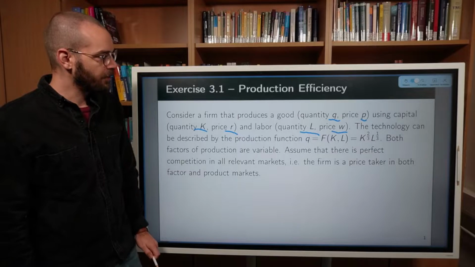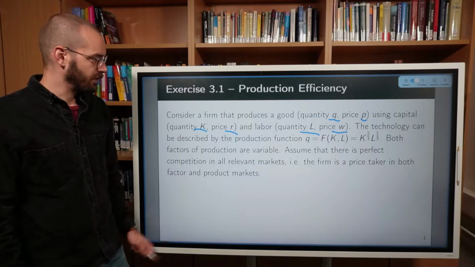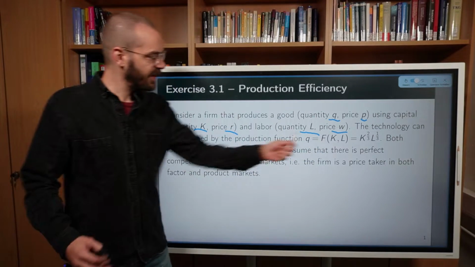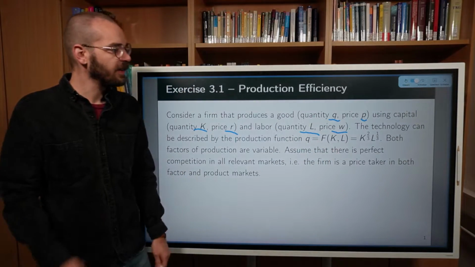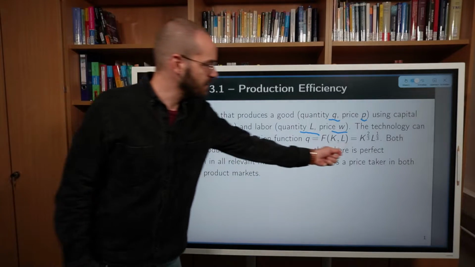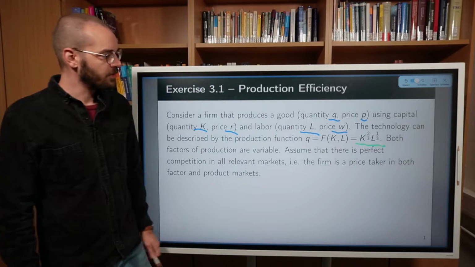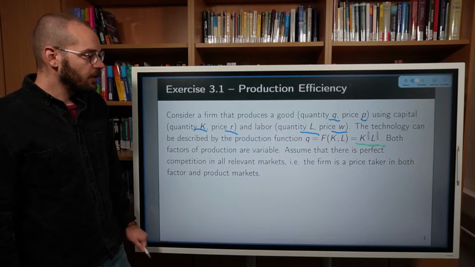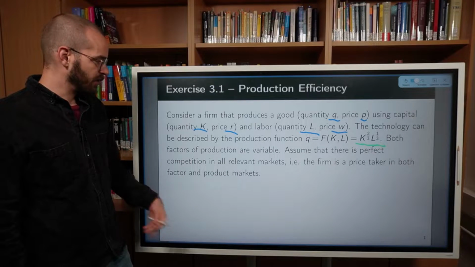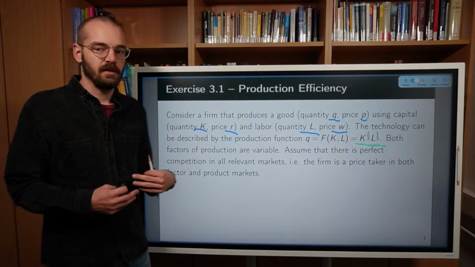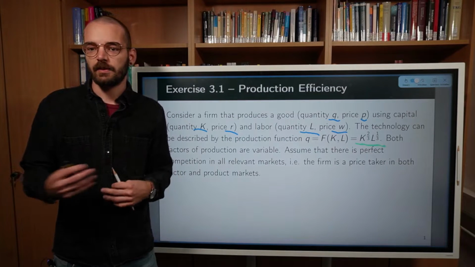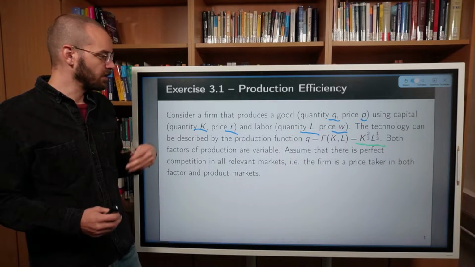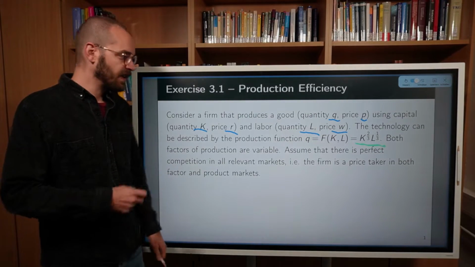Now we furthermore know the production function of this firm, namely that Q equals a function of capital and labor, K and L, and this function reads as follows: K to the power of 2/3 times L to the power of 1/3. We then know that both factors of production are variable, so the firm can choose not only the labor, as we commonly assume, but in this specific case the firm can also choose the amount of capital it wants to employ even in the short run.